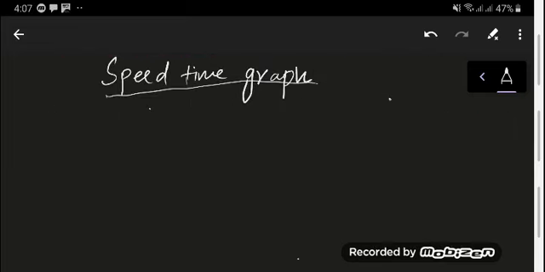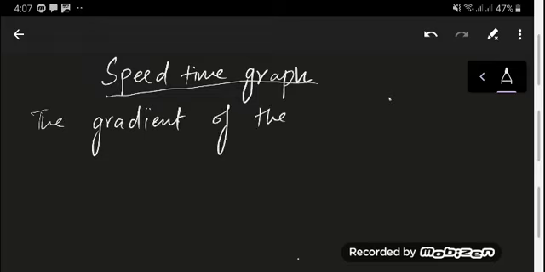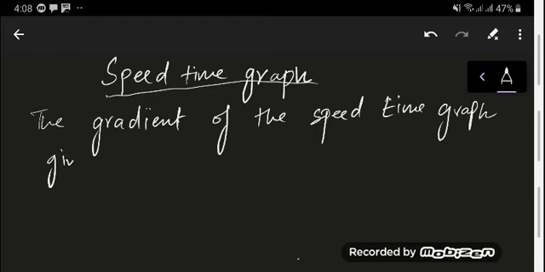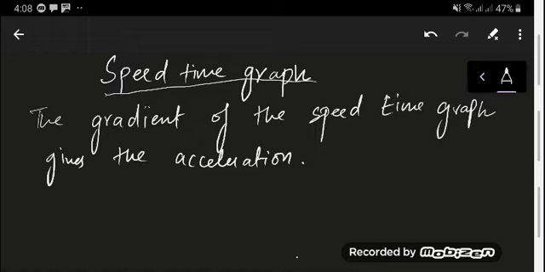All right. So let's talk about the speed time graph. And the number one thing that you need to remember is that the gradient of the speed time graph gives the acceleration. Because the object is moving in the same direction, the speed and velocity are the same, and since the rate of change of velocity is acceleration, that's why the gradient of the speed time graph gives the acceleration. You'll come to know more clearly after a while.